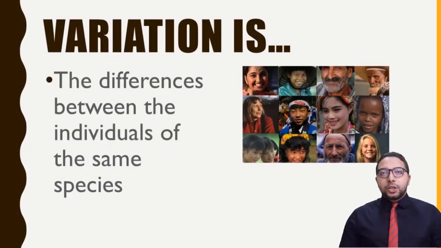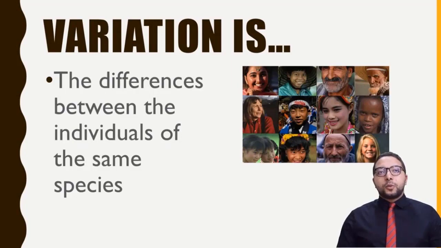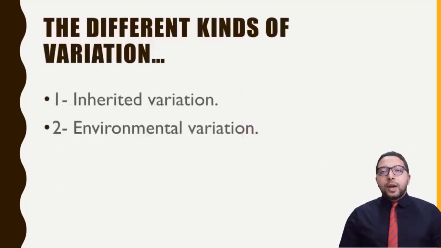We have taken variation, and we said variation is the differences between individuals of the same species. And as you can see in the picture, we have people that have different skin colors, different eye colors, different hair colors. All of these things are called variation because these differences belong to the same species, which is called Homo sapiens. And then we have spoken about the factors behind the variation. We said we have two different kinds of variation: inherited variation and environmental variation.